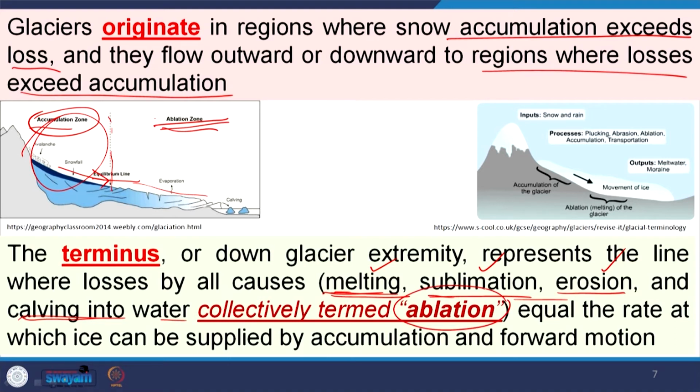So, ablation means loss, that means the glacier body is losing its strength, it is losing its mass. These are the points through which the glacier loses its ice sheet, ice material, ice mass.